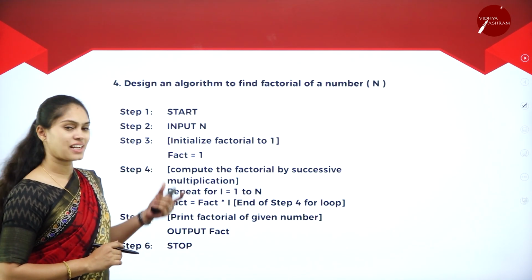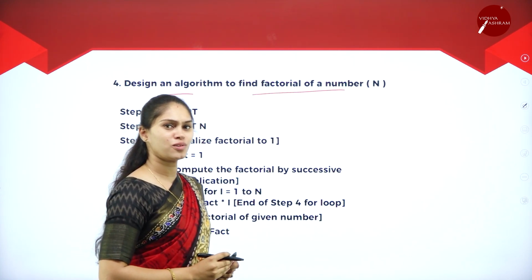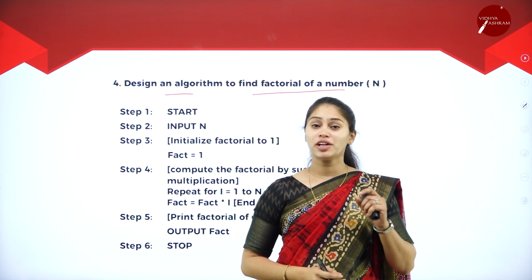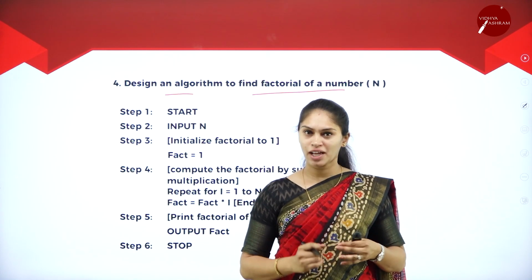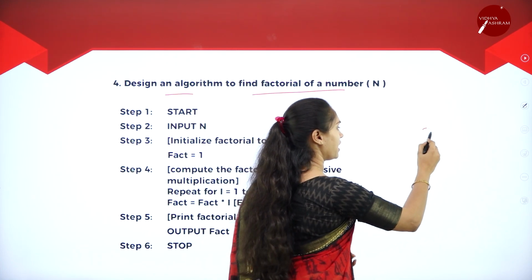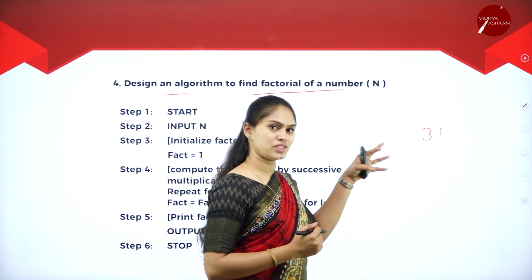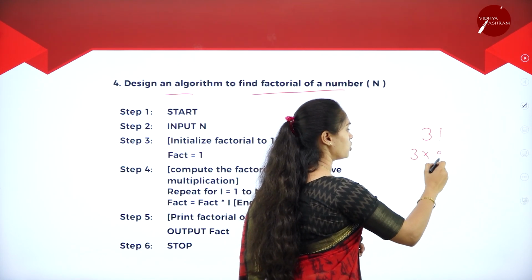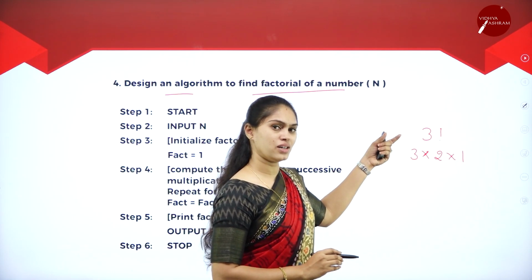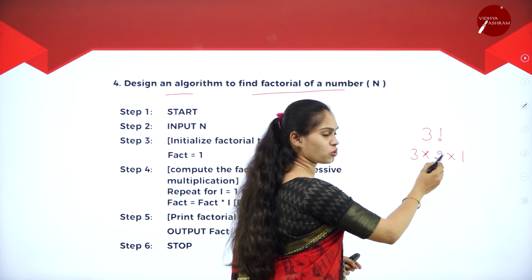Let me move on to the next algorithm, an algorithm to find the factorial of a number. What do you mean by factorial? Factorial is where we are supposed to give one number, and it finds the product of all numbers lesser than or equal to the given number. For example, here I have 3 factorial. How do we find 3 factorial? What are the lesser numbers I have for 3? That is 3 into 2 into 1. So we are finding the product of a given number and the numbers lesser than it. So 3 factorial is nothing but 3 into 2 into 1.